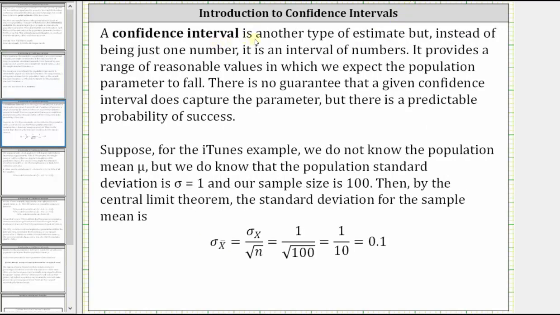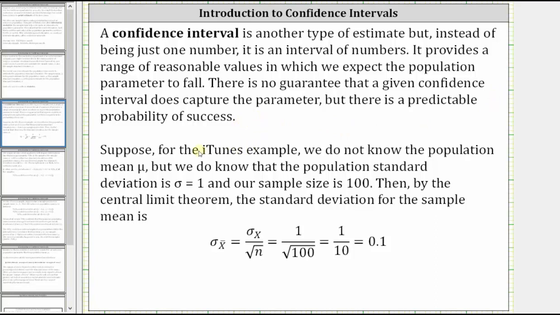A confidence interval is another type of estimate, but instead of being just one number, it is an interval of numbers. It provides a range of reasonable values in which we expect the population parameter to fall. There is no guarantee that a given confidence interval does capture the parameter, but there is a predictable probability of success.